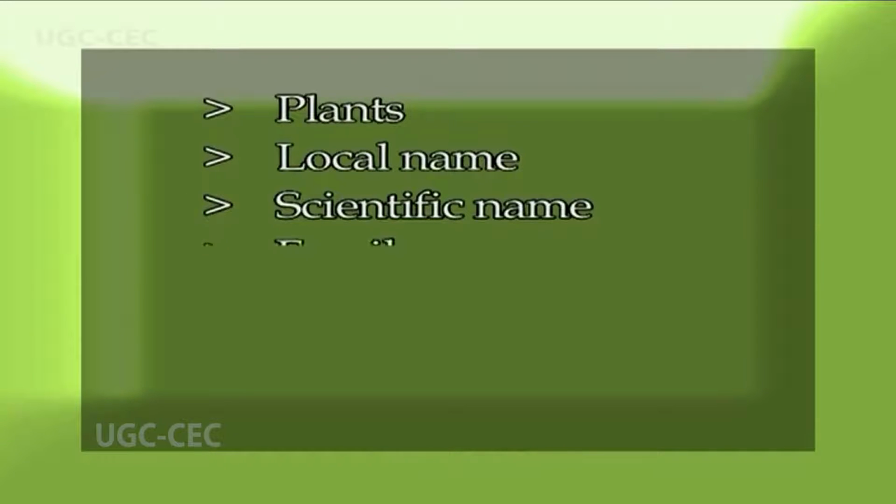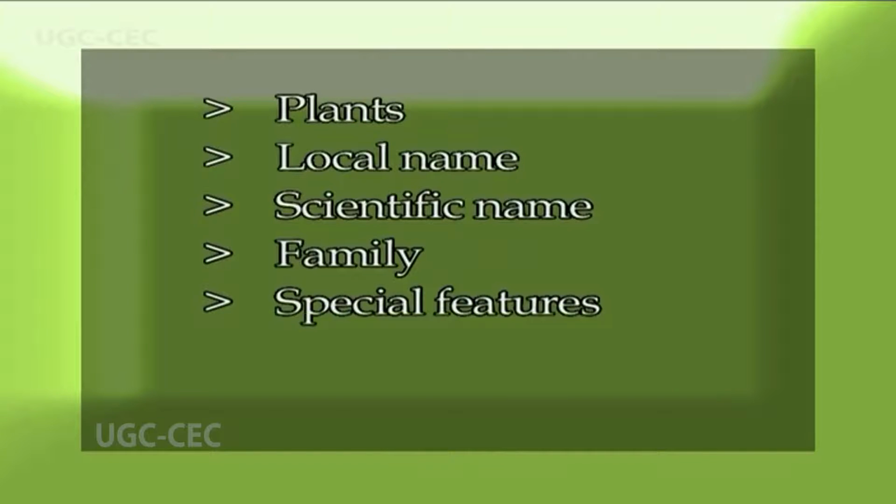Botanic gardens usually have labeled plants that provide information about the plant's local name, scientific name, family, special features, uses and parts used, etc. Sometimes the labels may give us more information about when and where the plant was collected, its habitat, range of distribution, etc.